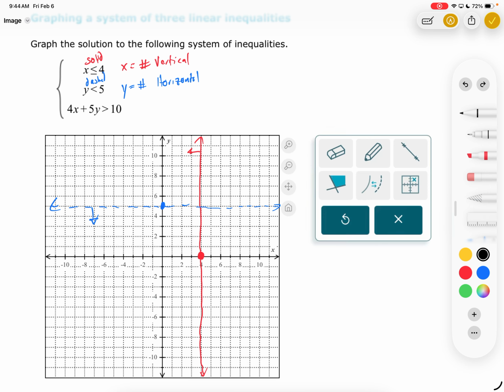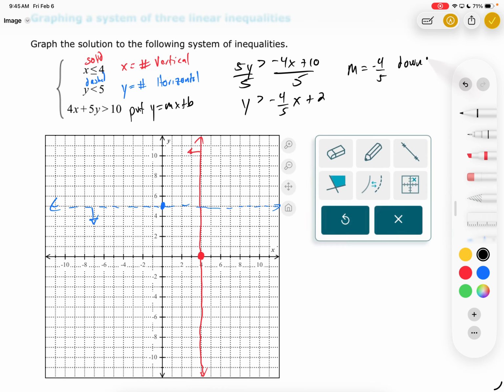This one, what we want to do is put into y equals mx plus b so we can read it faster or do it. So I'm going to subtract 4x, and then I divide by 5 to get y completely by itself. So I divide everything by 5, so negative 4/5 x plus 2. My slope is negative 4 over 5, so I go down 4 to the right 5, and then my y-intercept is 2. Okay.